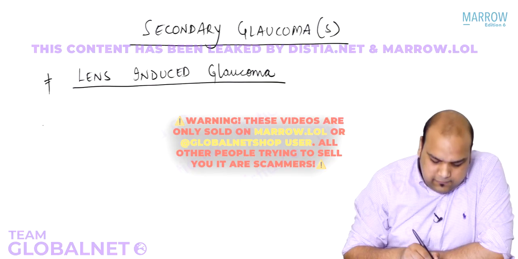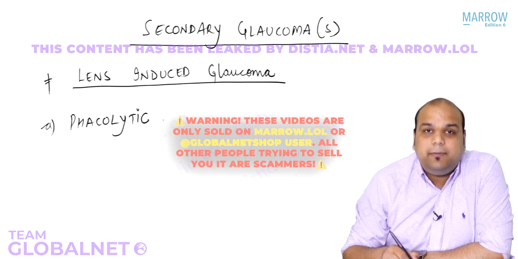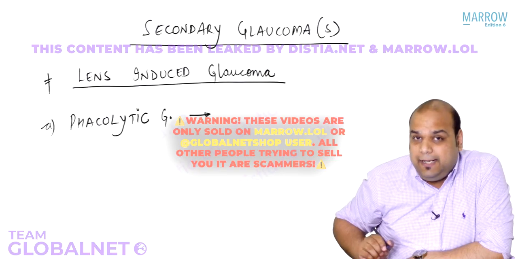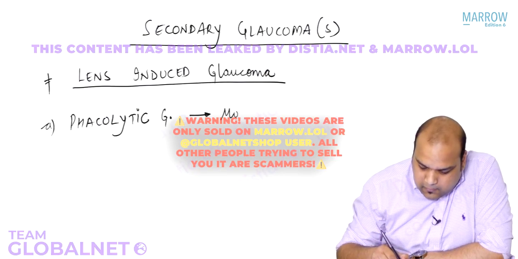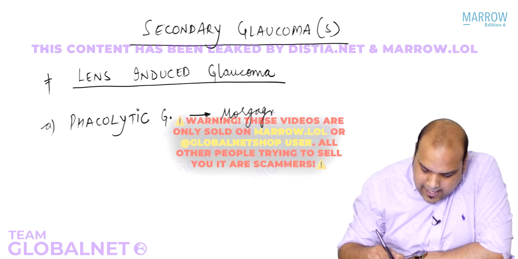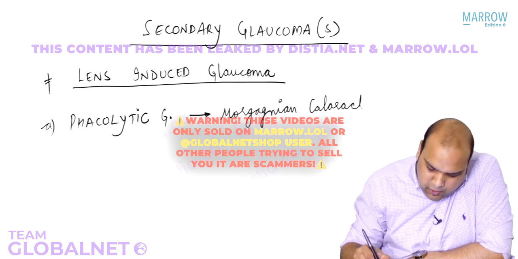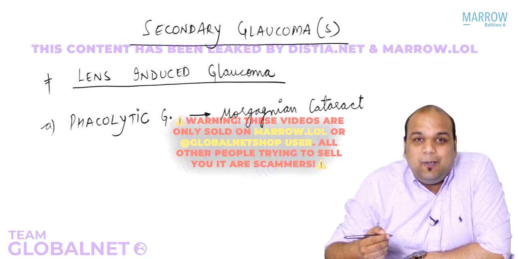Lens-induced glaucoma can be of three types. The first, if we remember the name through the lecture on lens, everybody, is phacolytic glaucoma. The cause of this glaucoma is Morgagnian cataract. This we already know, guys. The most common complication of Morgagnian cataract is phacolytic glaucoma.